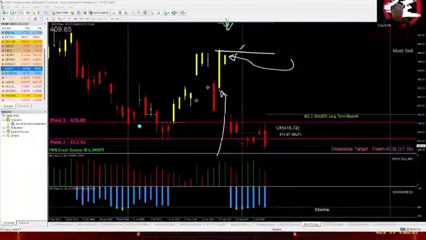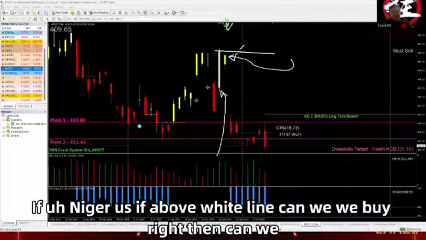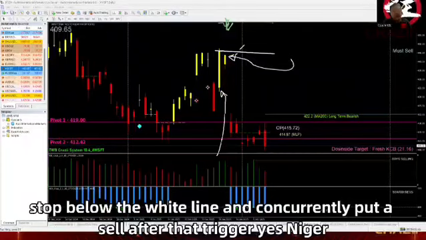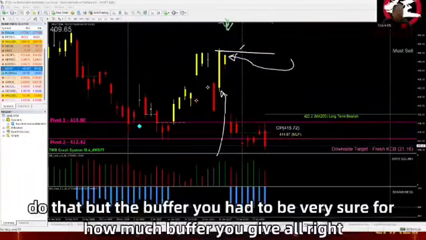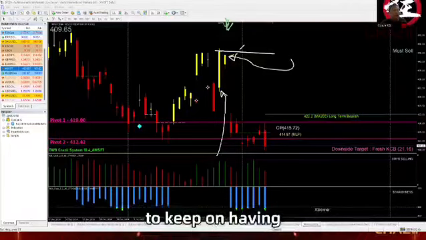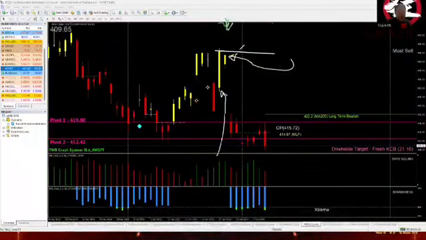Nigel asks, if above the white line can we buy, right? Then can we put a stop loss below the white line and concurrently put a sell after that trigger? Yes, Nigel, correct. Buy right at it, you can actually do that, but you have to be very sure how much buffer you give. Because you don't want to keep on having in-out trades, because within 5 minutes it can go up and down. It is possible.